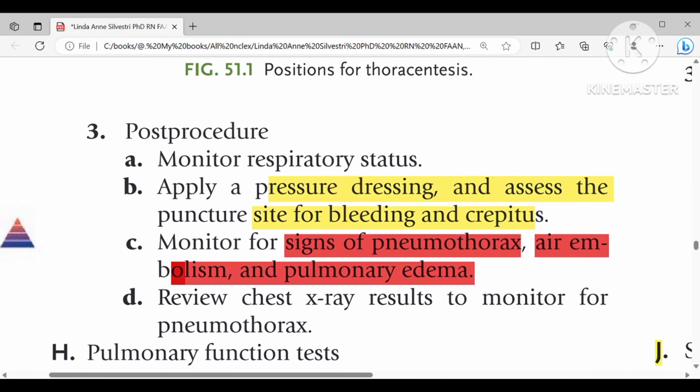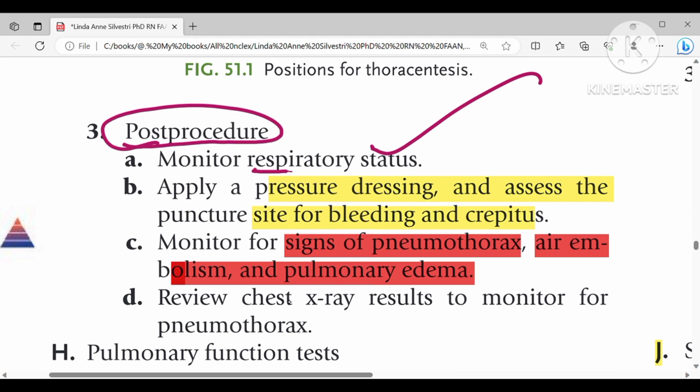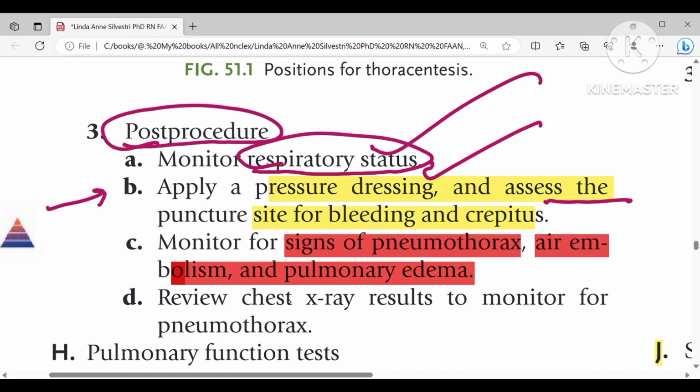Now coming to the post procedure. First thing is monitor respiratory status. So we are going to puncture the lung, so we should always monitor the respiratory rate and respiratory pattern. Next one is apply pressure dressing, and assess the puncture site for bleeding and crepitus.